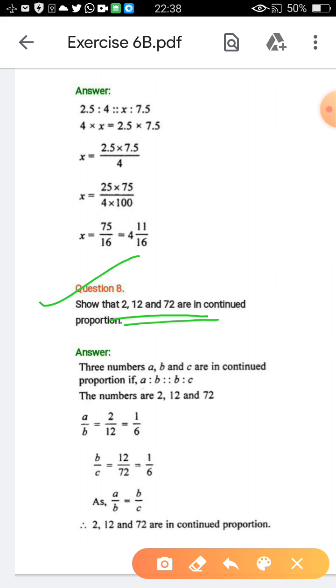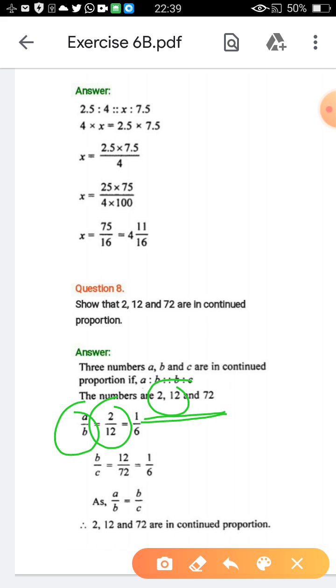When three numbers are in continued proportion, we can say that A has to B is equal to B has to C. So I have written it here. The given numbers are 2, 12 and 72. So A upon B will be 2 upon 12. 2 upon 12 means 1 upon 6. 2 1s are 2, 2 6s are 12, so I got 1 upon 6.